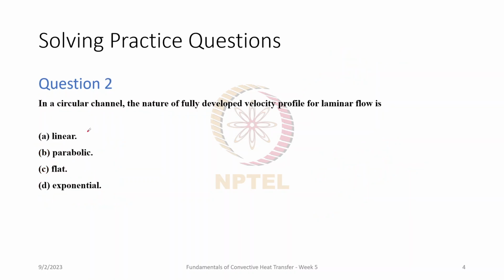We'll move on to question number 2 of today's session, which is again a simple one and related to laminar flow in a circular channel. In a circular channel, the nature of fully developed velocity profile for a laminar flow is what? Is it linear, option A, or is it option B, parabolic, or option C, flat, or option D, exponential? What is the nature of the fully developed velocity profile in a circular channel? And mind you, this is again assuming that it's a laminar flow and not a turbulent one.